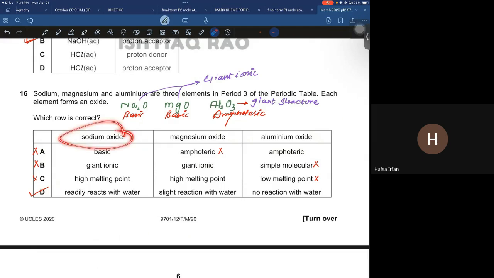Because sodium oxide readily reacts with water, since it's a group 1 oxide and group 1 metals are more reactive. Magnesium oxide reacts slightly with water, as reactivity decreases across the period. Aluminium oxide is not going to react with water, due to its layered structure. The layers are formed on the surface of that oxide. That's why option D is correct.